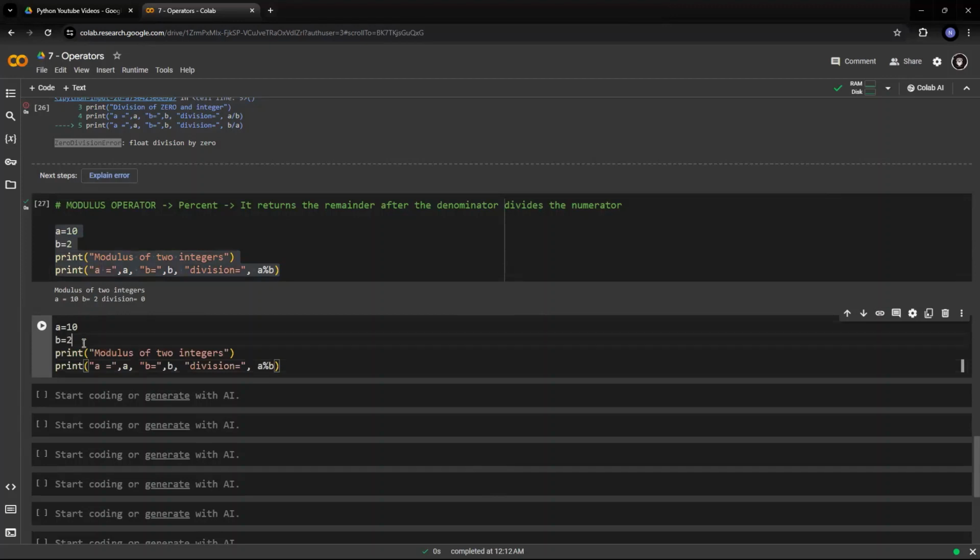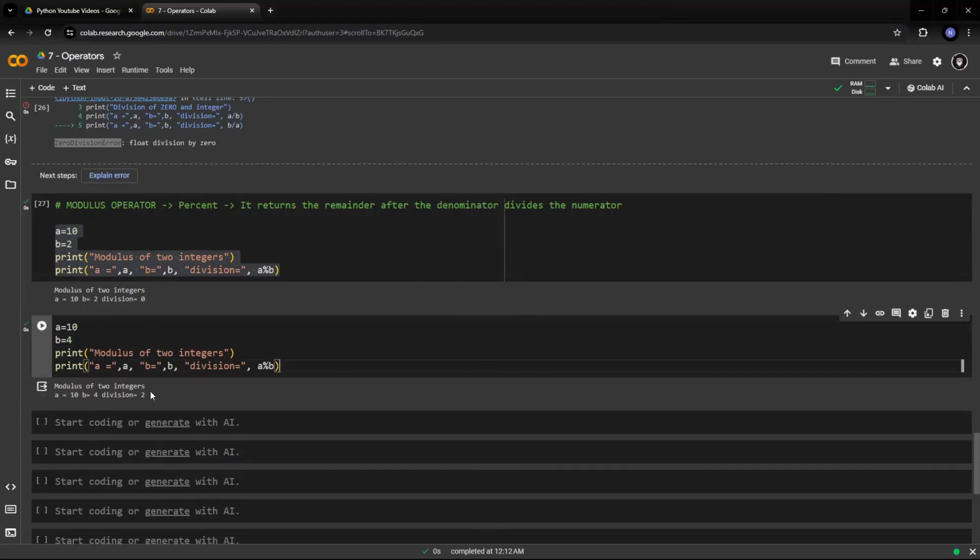Let me divide it by 4 instead of 2. The answer should be 2. Let's see what happens. See this? Because 4 into 2 is 8, 4 into 3 is 12. So 12 is greater than 10. We cannot subtract it. So we take 4 into 2 is 8. If I subtract 8 from 10, the remainder is 2.